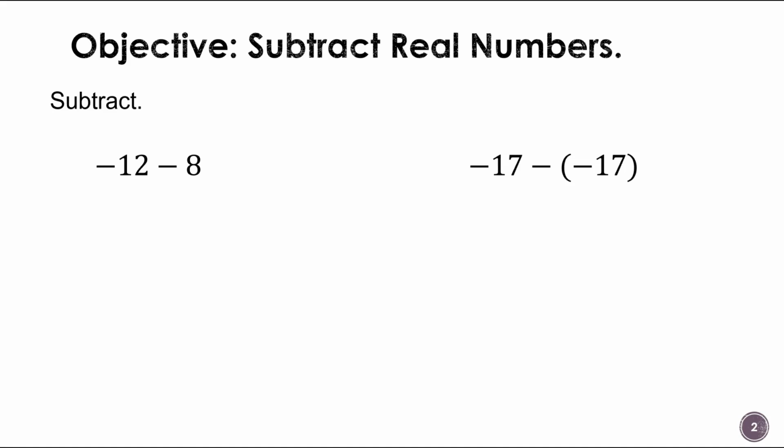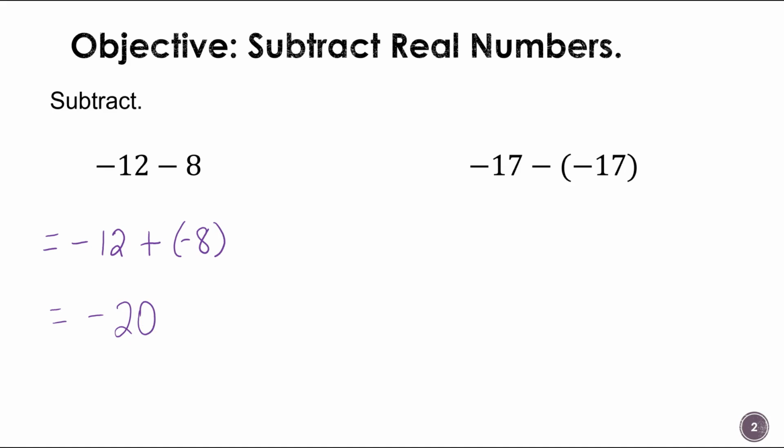So to subtract real numbers, I actually want you to rewrite these as addition. So we can rewrite this by adding the opposite basically. So this is going to be negative 12 plus negative 8, because when it says negative 12 minus 8, the 8 ends up being negative in this case. So here we're having a party, right? We're going to add these together, and this equals negative 20.